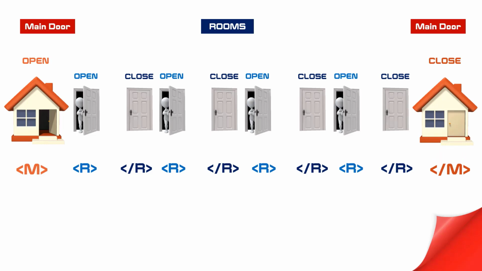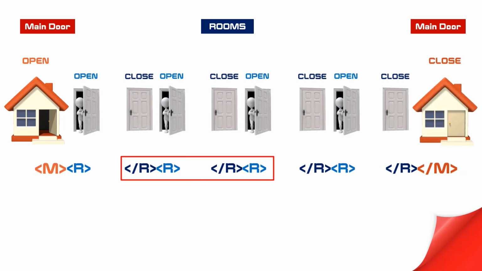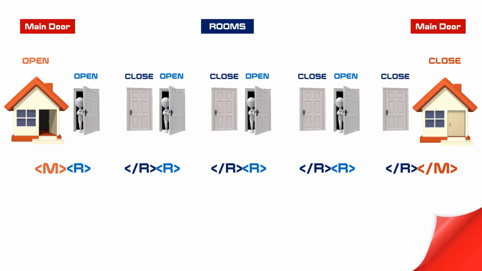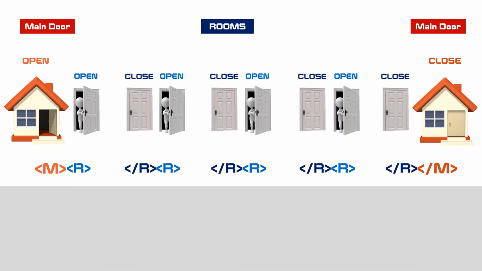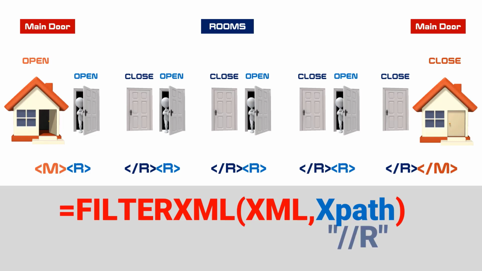Rooms represent the different elements of your data. If you look closely at the pattern, there is a closing and opening tag repeated all the way, besides 2 opening tags at the beginning and 2 closing tags at the end. Once you store the elements of your data in the structured format, you need to tell the FILTERXML where you would like to break these elements. That's called the XPath. I want to break at each element or room.